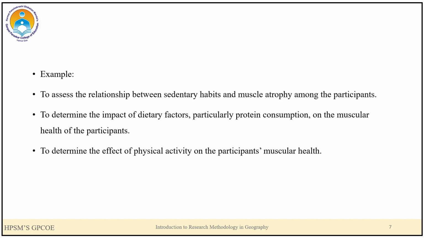For example, to assess the relationship between sedentary habits and muscular atrophy among the participants. To determine the impact of dietary factors, particularly protein consumption, on the muscular health of the participants. To determine the effect of physical activity on the participants' muscular health.